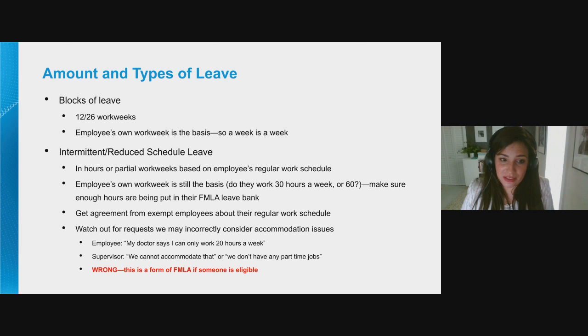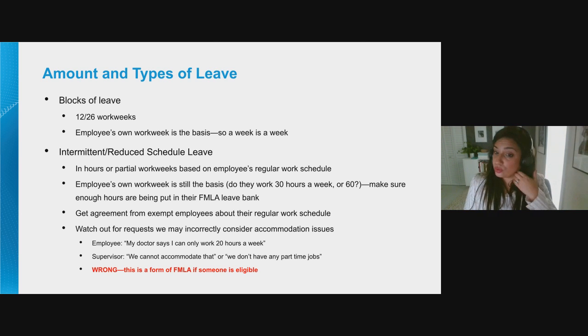All right, types and amounts of leave. So as I said, 12 to 26 weeks, depending on the type of leave. And this is an important point here, this second sub bullet point. Employees' own work week is the basis. So some employees' work week is 20 hours. Some employees' work week might be 60 or 70 hours, right?